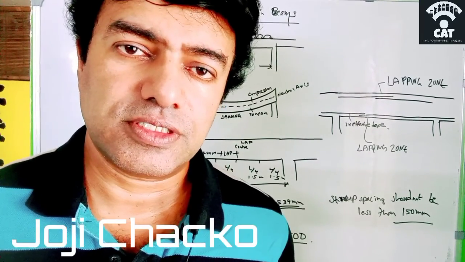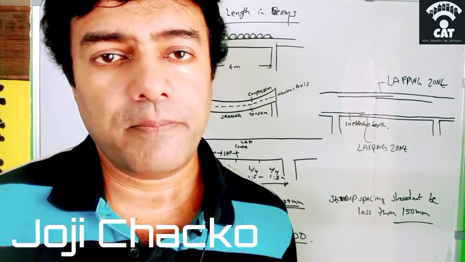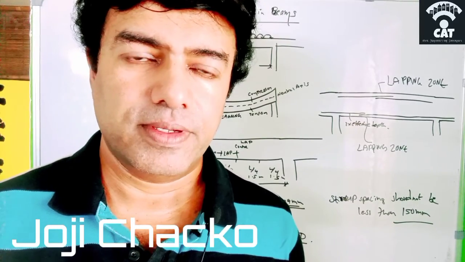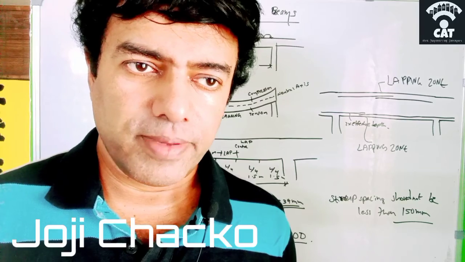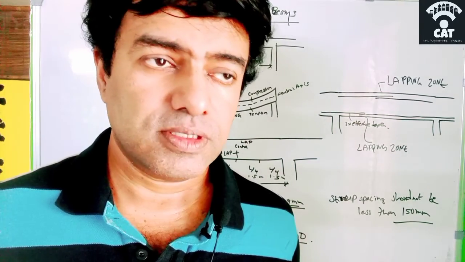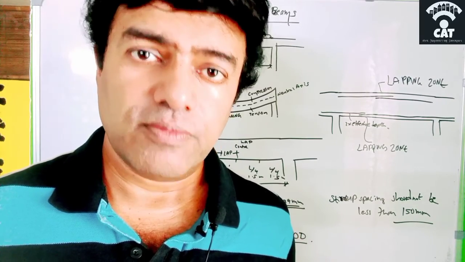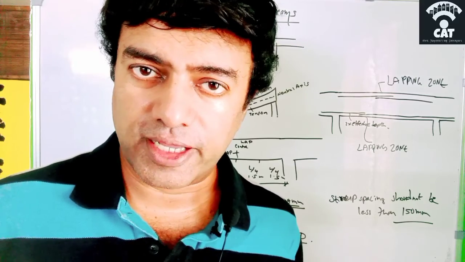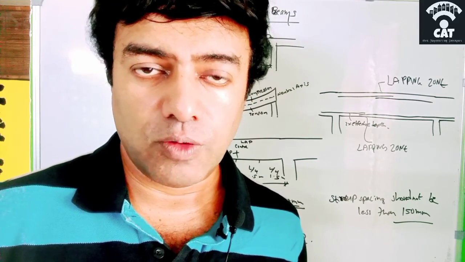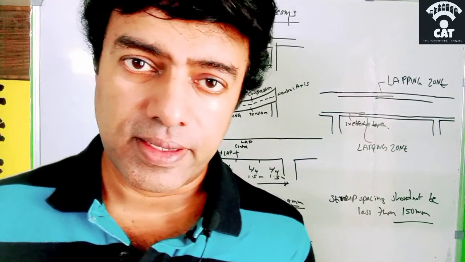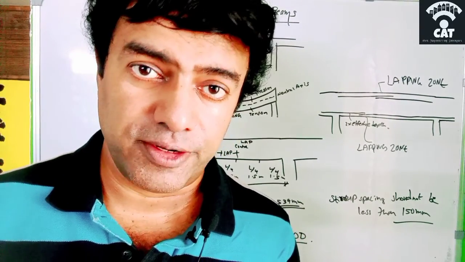Today the subject is regarding the lapping zone in a continuous beam. We know there are beams which are of less length and more length, meaning a lengthier beam will be there. For example, take the case of a continuous beam where the clear span of the beam is around 6 meter. So how are we providing lapping or lapping zones in a continuous beam?